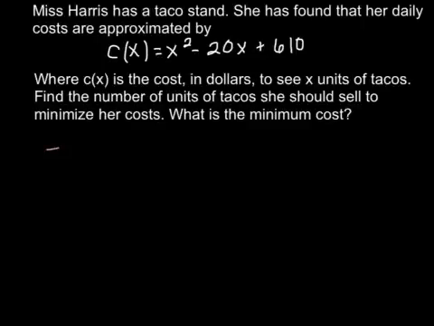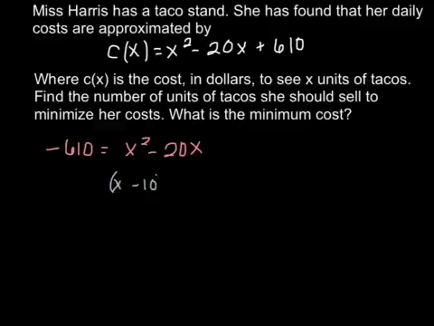So I'm going to subtract 610 and isolate the x squared minus 20x. Now I'm going to take half of this. Let me change colors real quick so we can see. I'm going to take half of 20, which is 10, 10 squared, which is 100. So if I add 100 to the right, I add 100 to the left. And when I do that, I get negative 510.